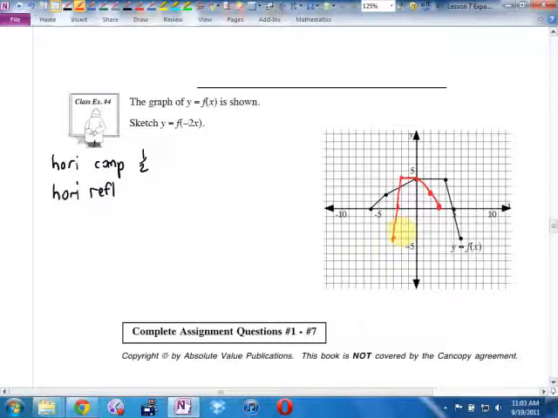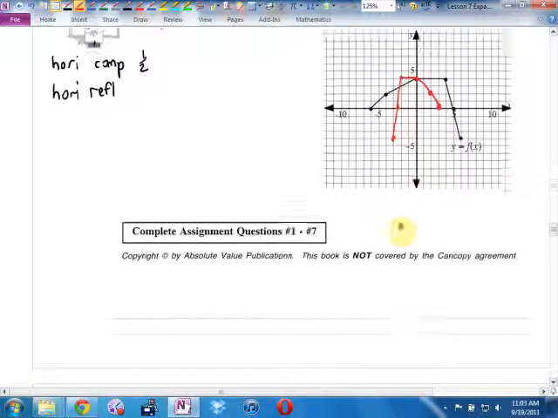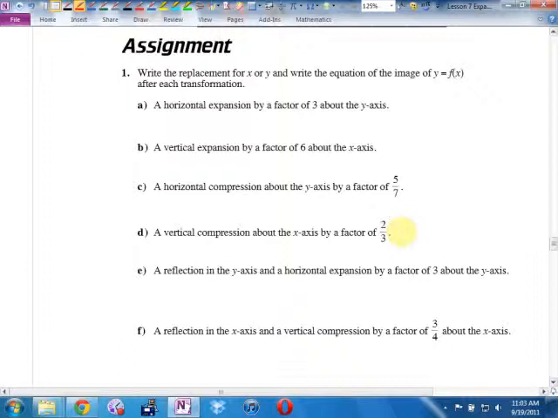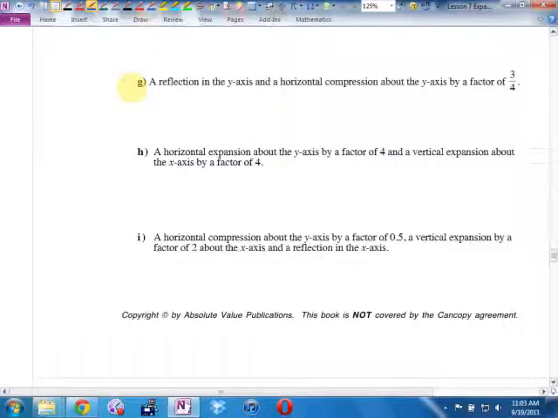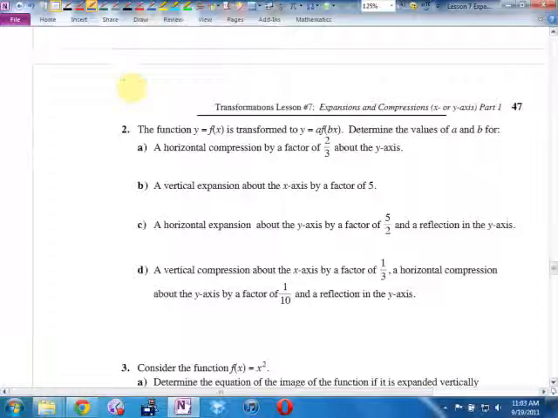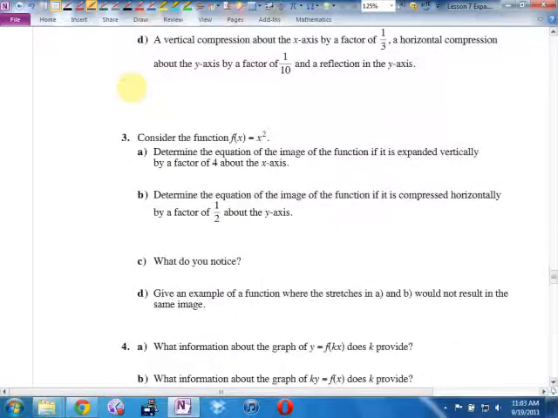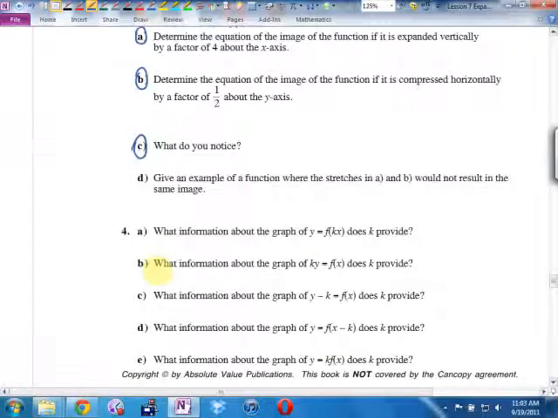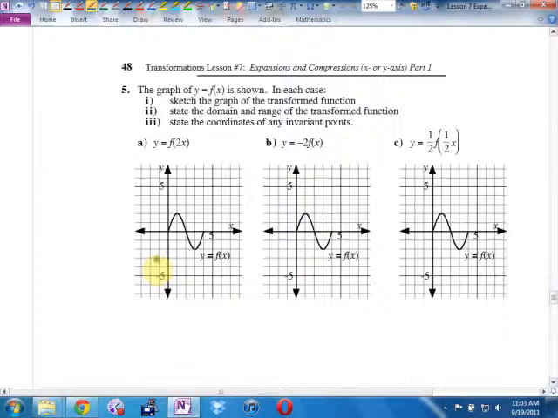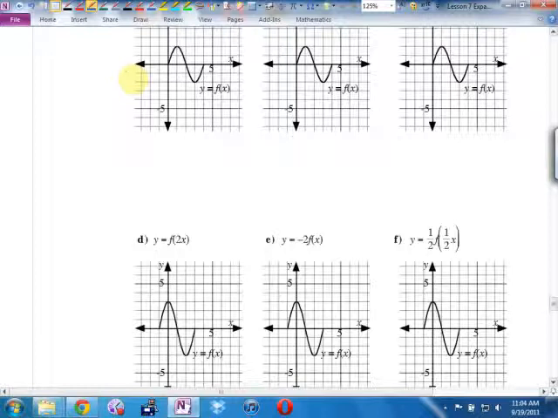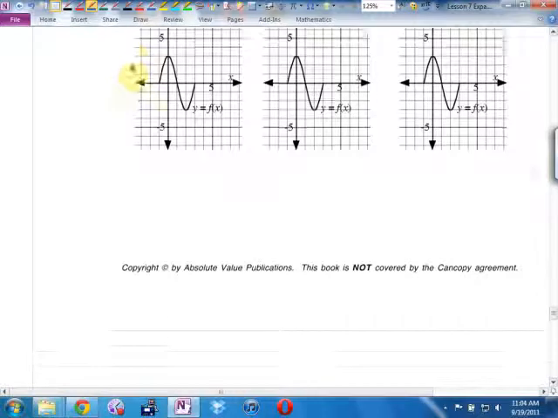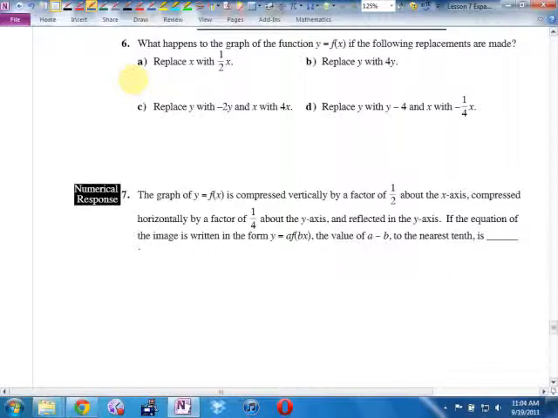It's your homework. Try number one. Number one has fractions, so deal with it. Number two is fairly similar to number one. Three, I'd like you to do A, B, and C, but not D. Skip four. Five is good. All of five. Six is good. Pass on seven.